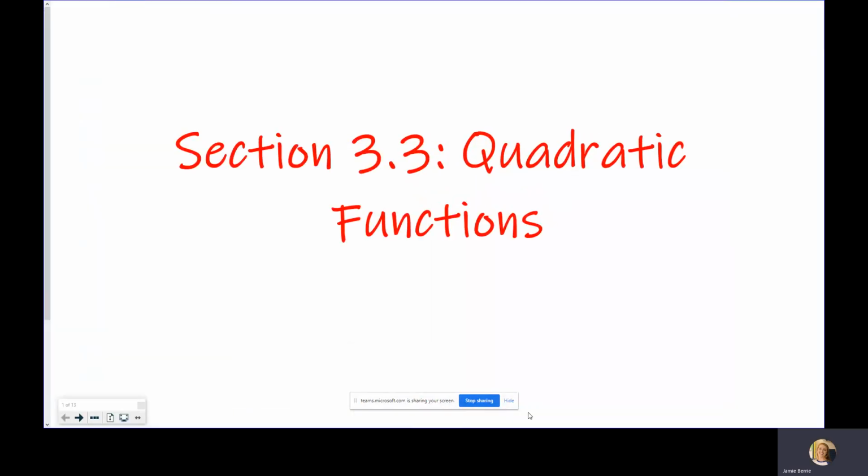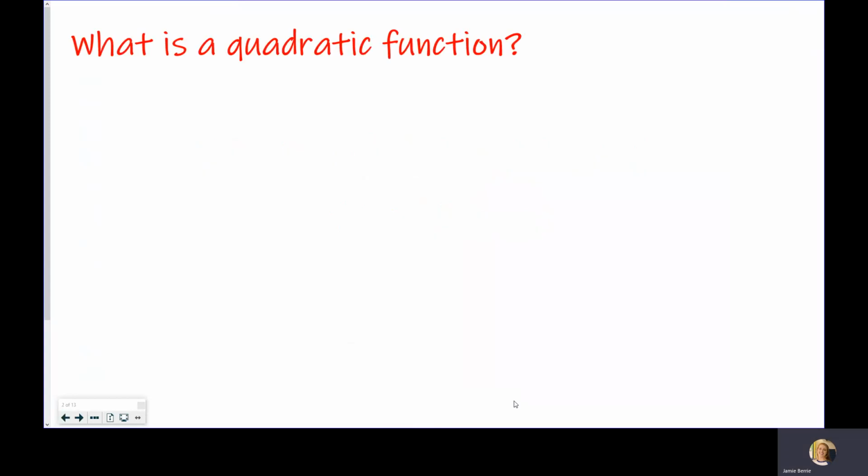In this video, we're going to go over section 3.3, which covers quadratic functions. So first, we'll start by just talking about what is a quadratic function.